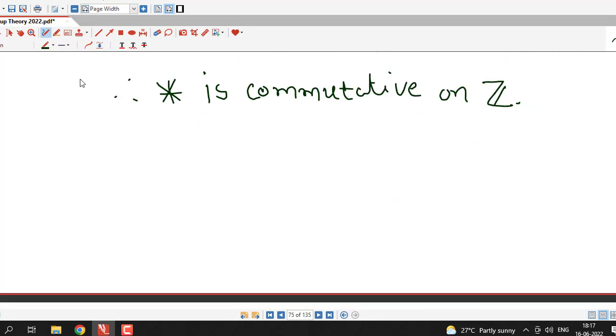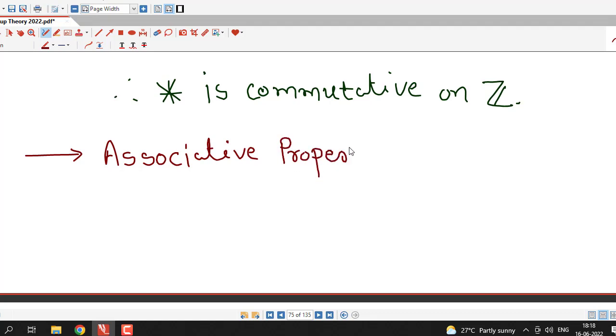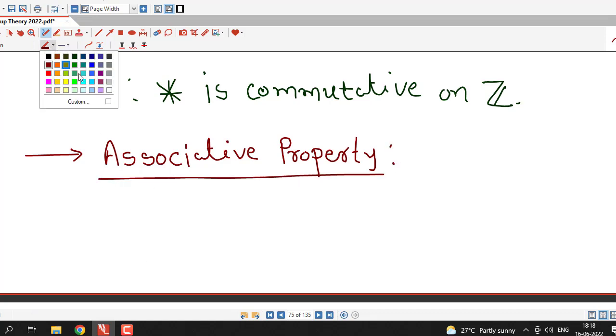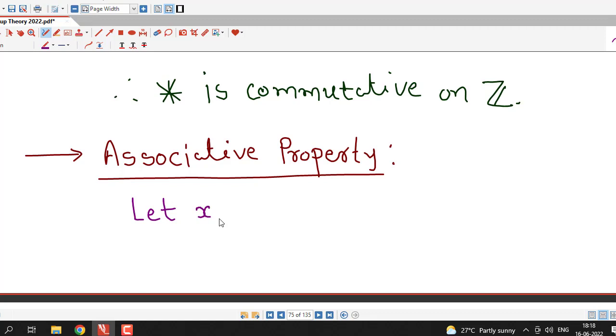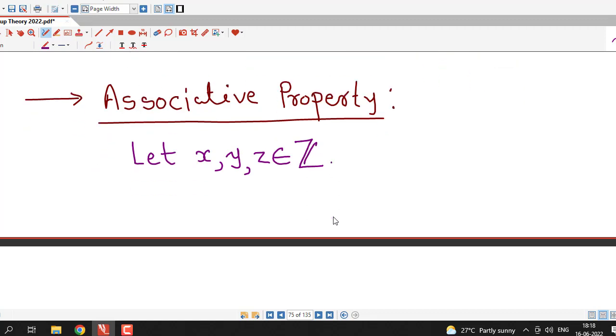Now we check for associative property. We have written commutative property first and now we are checking for associative property. So in the next point our heading is associative property. For associative property we have to consider three integers. First we try to prove this property, and if we have any difficulty in proving the property then we will take a counter example. Suppose I start by taking three integers x, y and small z.